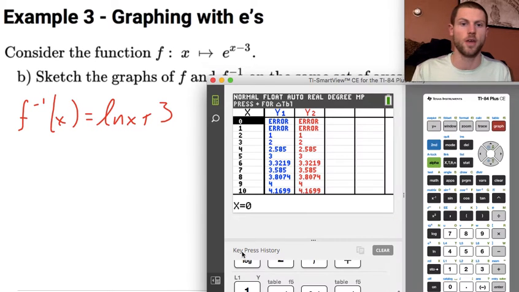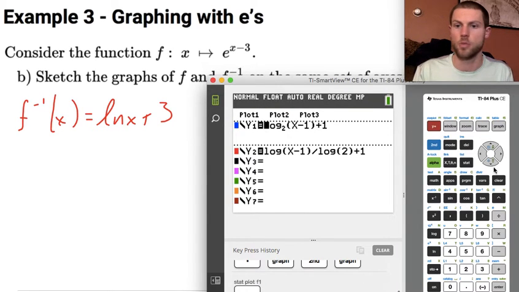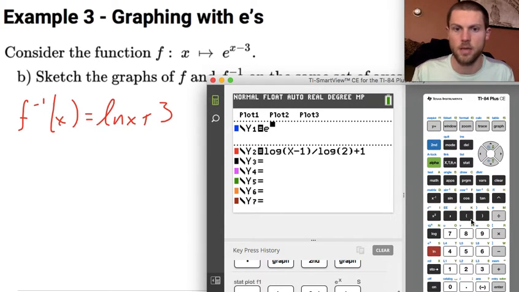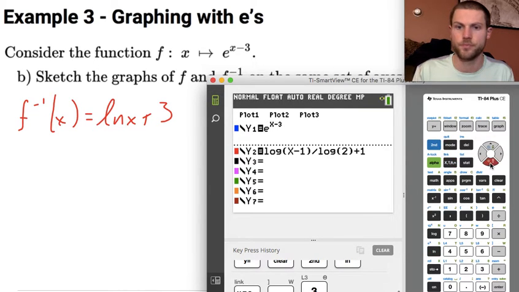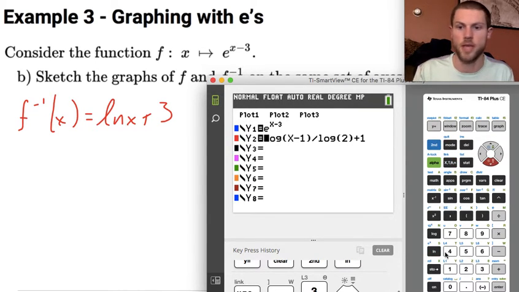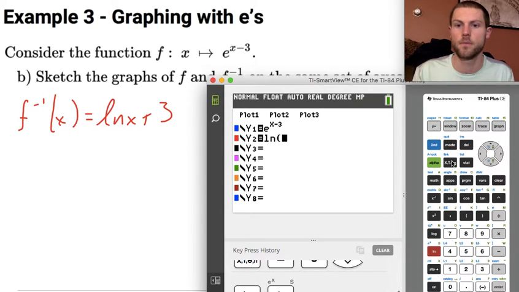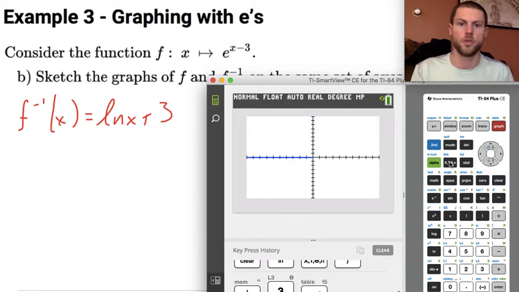So let's use the graphing calculator here. I'm going to plot my function e to the x minus 3, so that's going to be second ln, e to the x minus 3. And then my inverse will be the natural log, let me clear that, the natural log of x plus 3. And I can take a look at what this graph looks like, something like this. You can see that they reflect over the line y equals x, so it's all good.